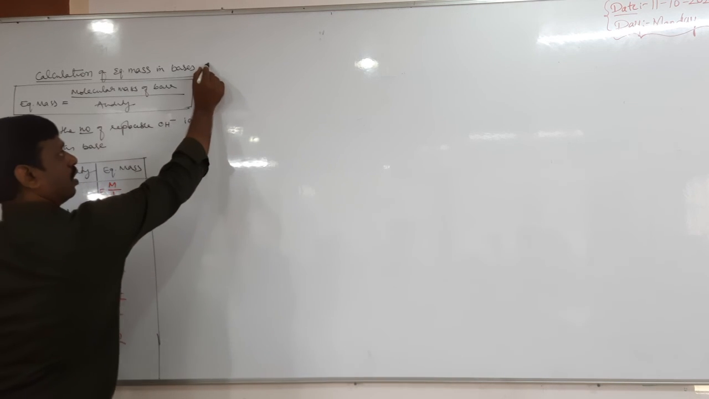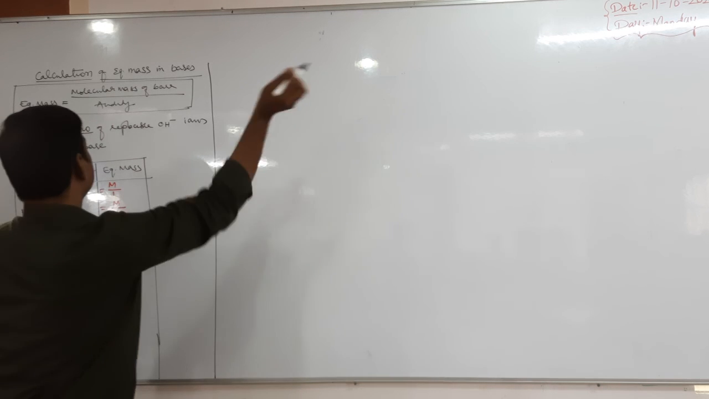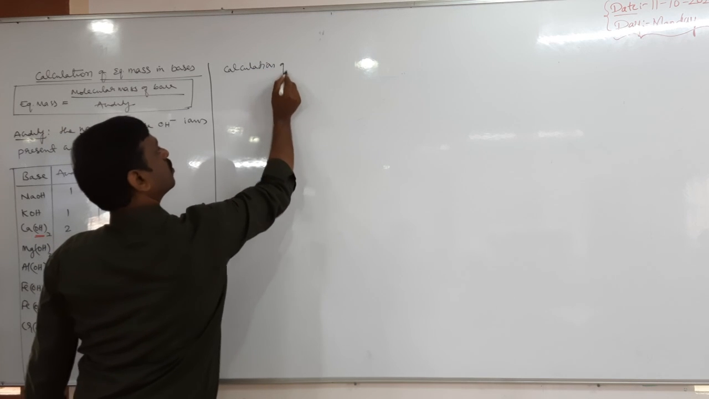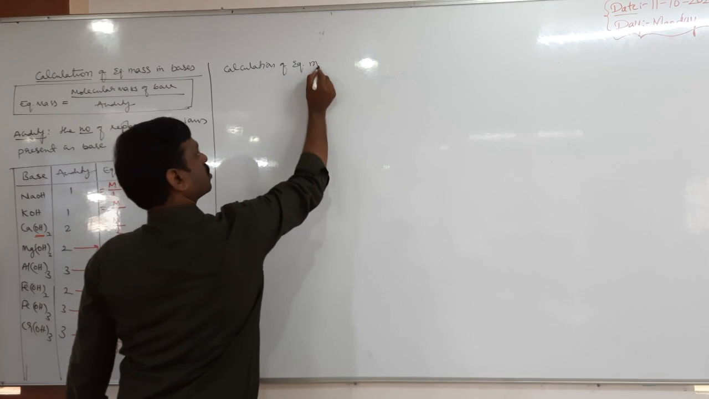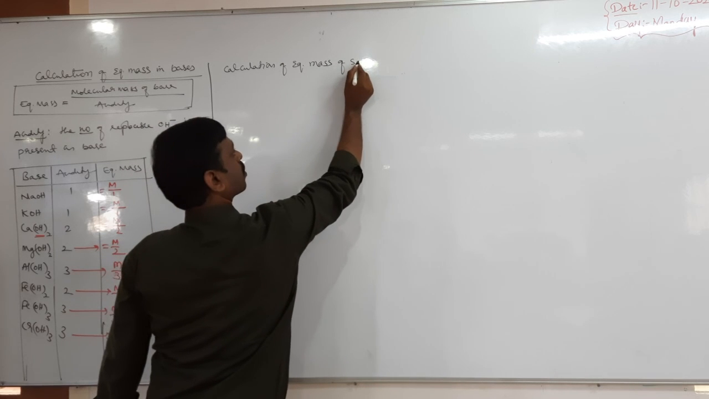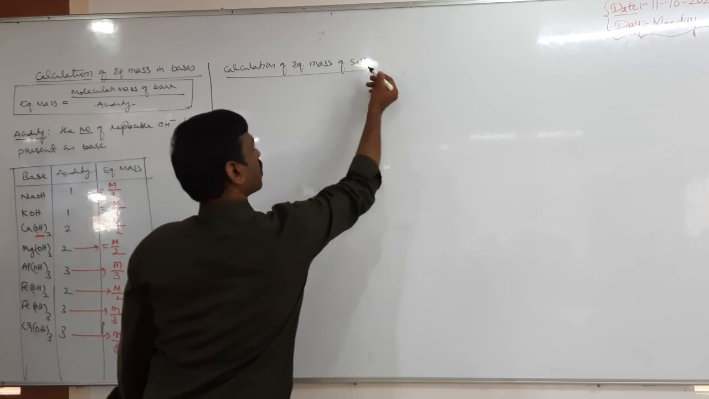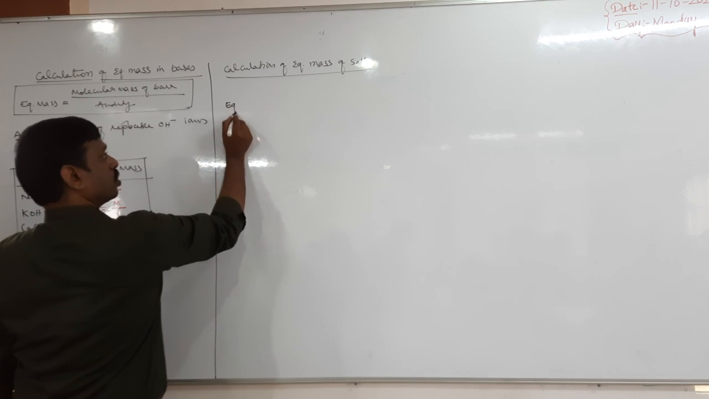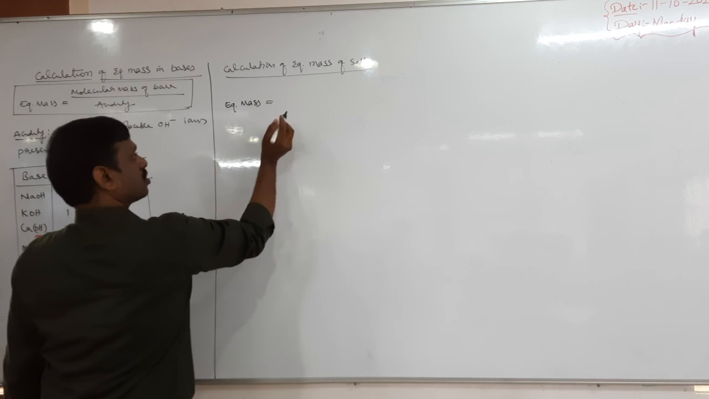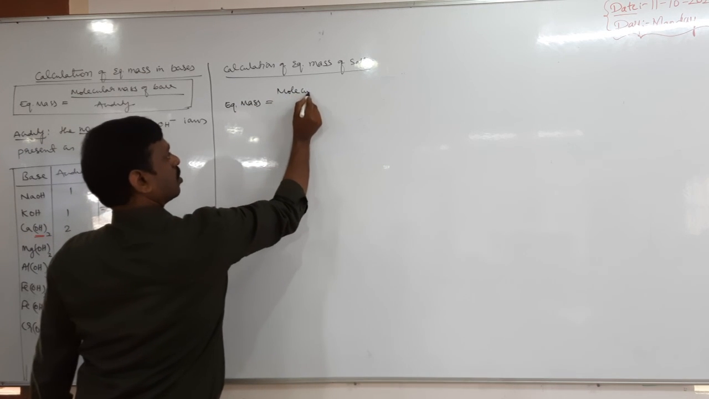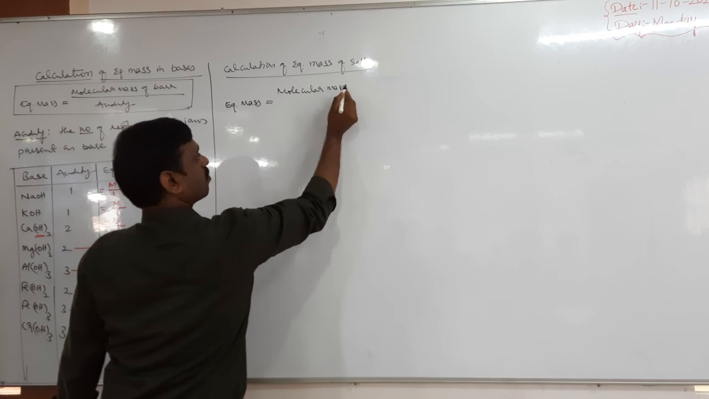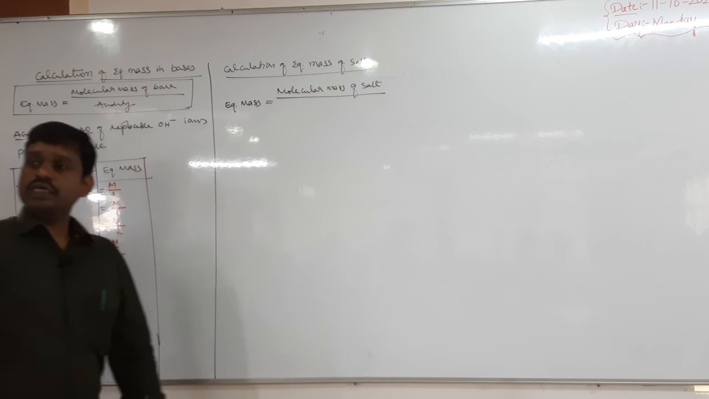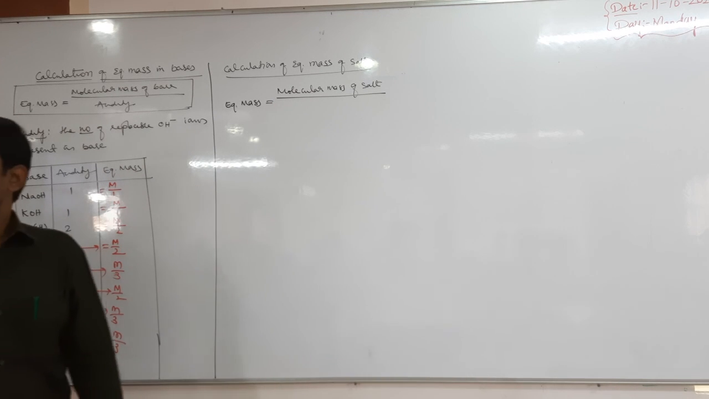Next, equivalent mass of salt. Calculation of equivalent mass of salt. Right. In case of salt, equivalent mass of the salt is equal to the molecular mass of the salt divided by either total positive charge or total negative charge.